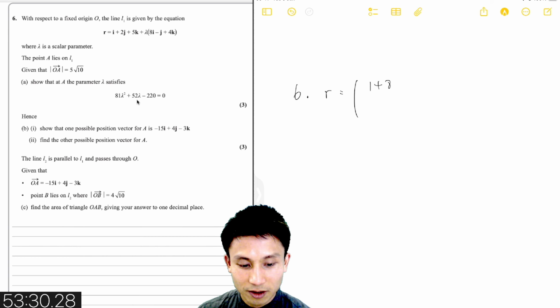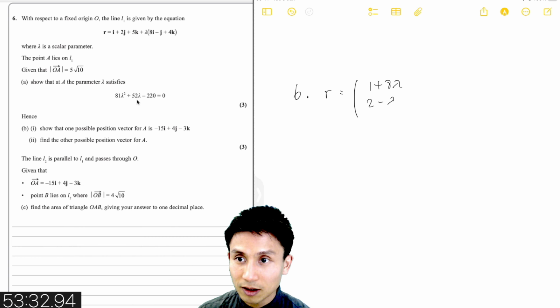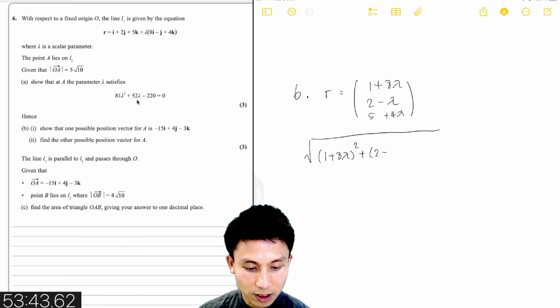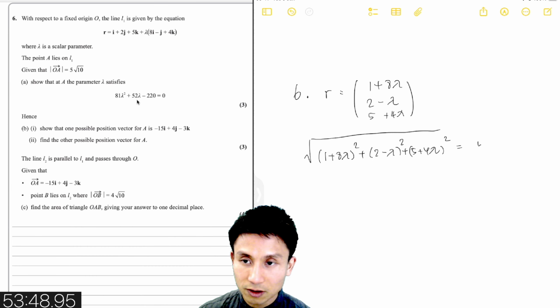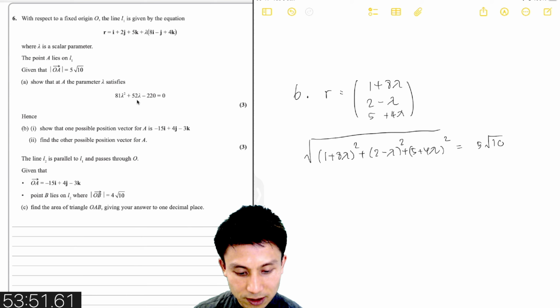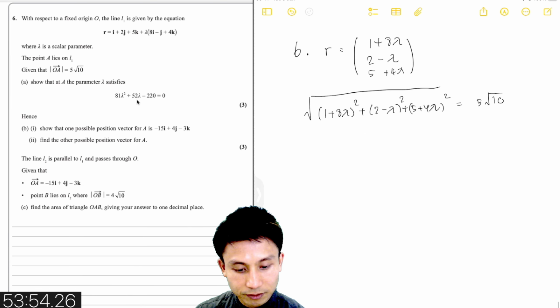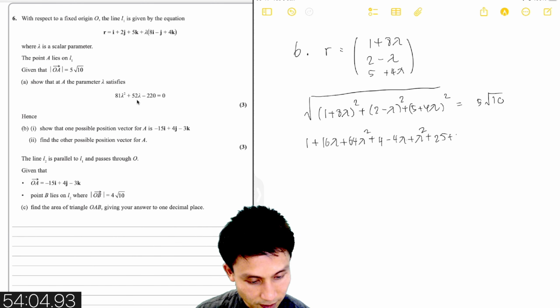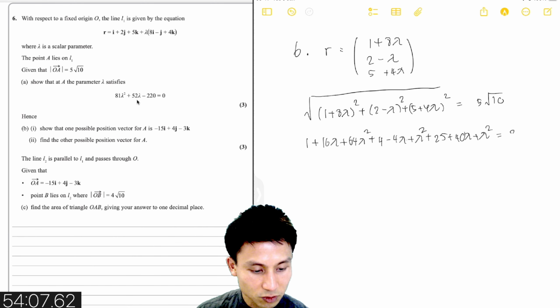So for R, I have that 1 squared plus 2 minus lambda squared plus 5 plus 4 lambda squared equals 5 root 10. Square both sides and simplifying them: 1 plus 16 lambda plus 64 lambda squared plus 4 minus 4 lambda plus lambda squared plus 25 plus 40 lambda plus lambda squared equals 250.